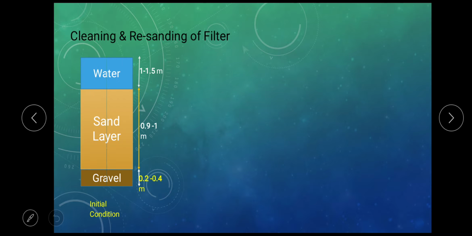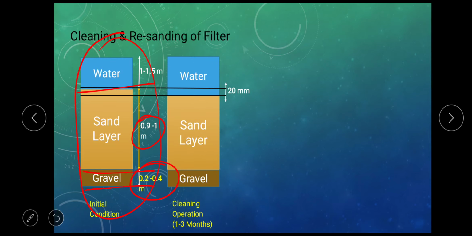Cleaning and resanding of the filter. This is the initial condition. The thickness of water is 1 to 1.5 meter, the thickness of sand approximately 1 meter, and the thickness of the gravel base material is 0.2 to 0.4. Now, every 1 to 3 months the layer becomes too thick and it reduces the filtration rate, so we remove this layer. In the next 3 months we again remove this 2 cm of the sand layer, and again in the next 3 months.